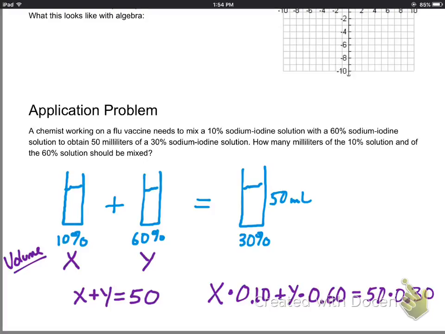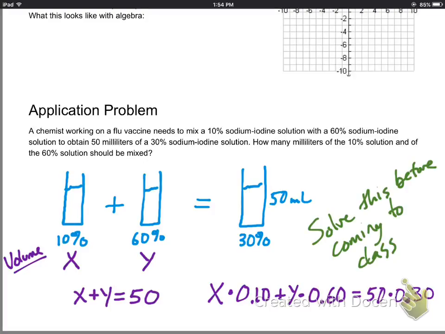They look different, which is good. I believe they are different equations. And we also have two variables, so you can solve this. And I'm going to let you solve this. I want you to solve it before coming to class.